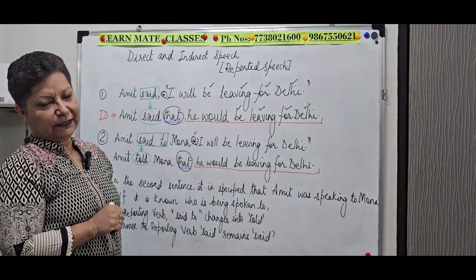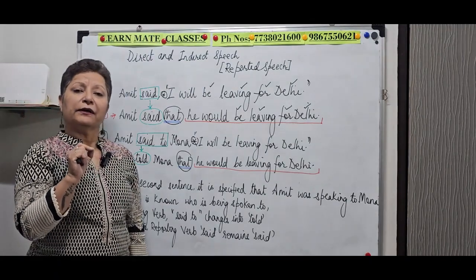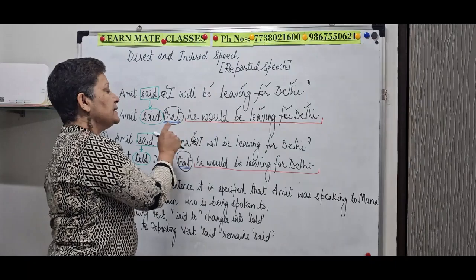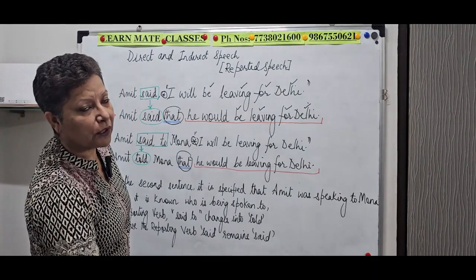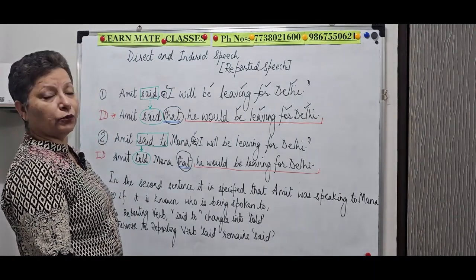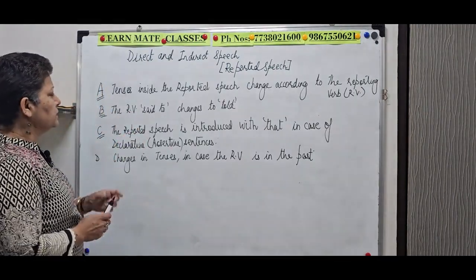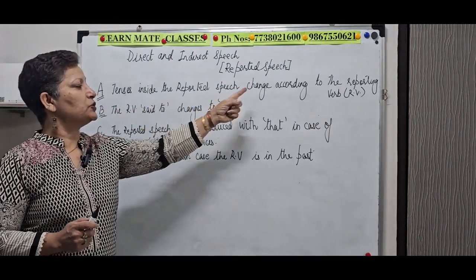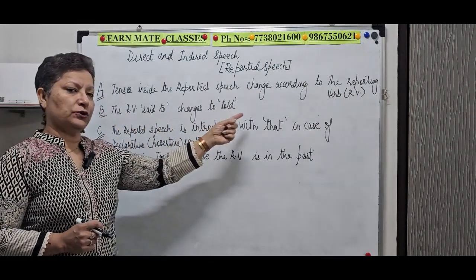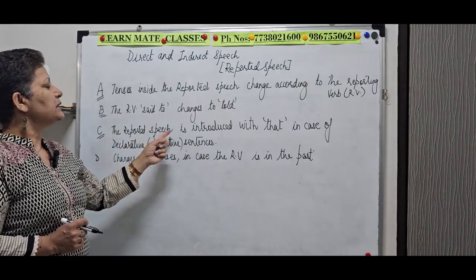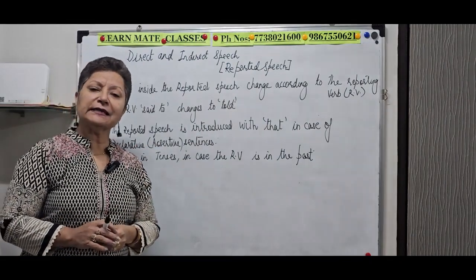So, two things we've learned here, that said to will change into told, and before I put in the reported text, I will have to start with the conjunction that. Is that okay? So we move on now and write down the rule for introducing that. Up till now we've done 4 rules. The tenses inside the reported speech change according to the reporting verb. The reporting verb said to changes to told. The reported speech is introduced with that in case of declarative, which are also known as assertive sentences.